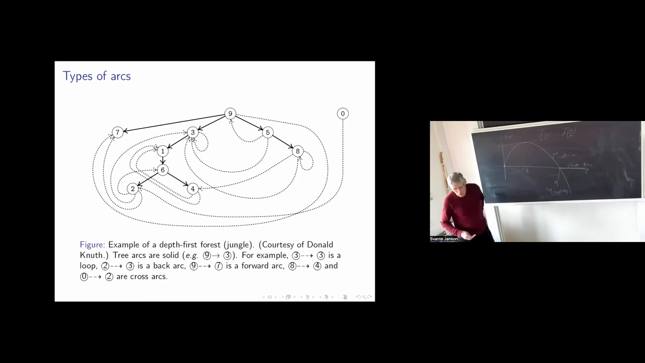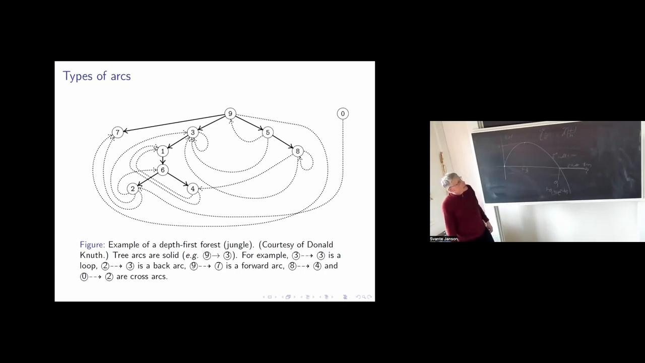But I also want to mention another type of results here, because that was also asked by Don Knuth at the same time. Here we are back, same picture as before of this depth first forest, and this is what he called the depth first jungle, because as I said, the solid arcs here are the ones that end up in the depth first tree. But then we have all the other arcs, the ones that we ignored, and they actually are classified into four different types. We have loops, well, you know what they are.